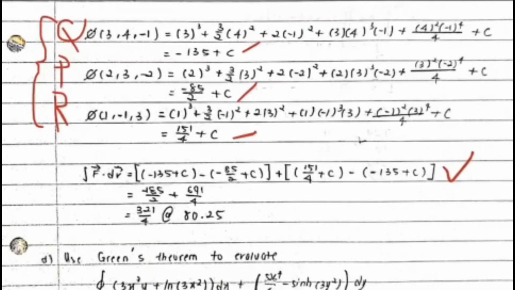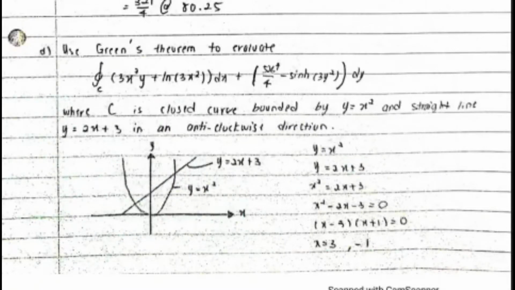Then we simplify the equation. Last, we will get 80.25.